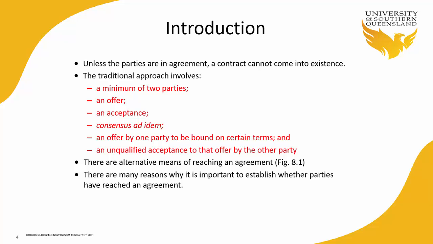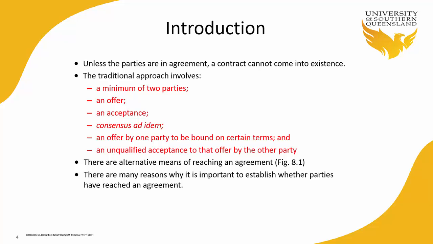So the first one we're going to talk about today is this idea of agreement. And under what's known as the traditional approach, we have to establish that there is an offer and acceptance with 2 parties as a minimum. There could be more, and there has to be something that we refer to as consensus ad idem. Okay, this is the idea that an exact correlation between the 2 sides of the agreement exists. So the parties basically must have exactly the same thing in mind in order for us to establish that there is in fact an agreement.